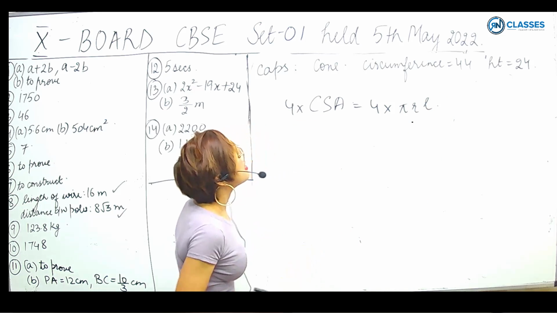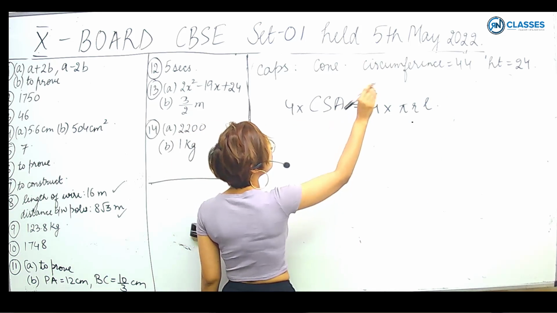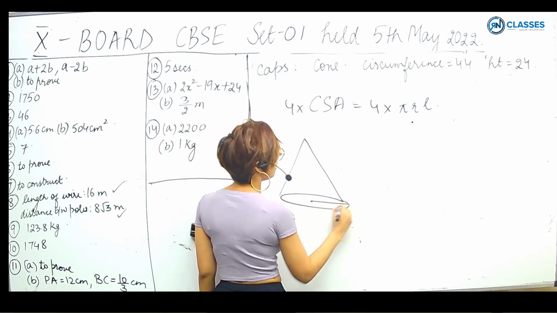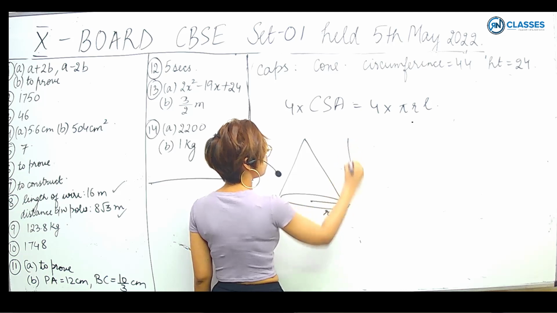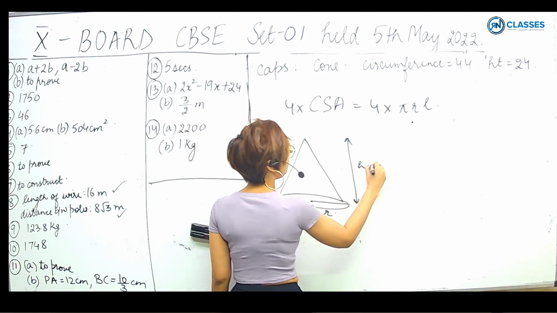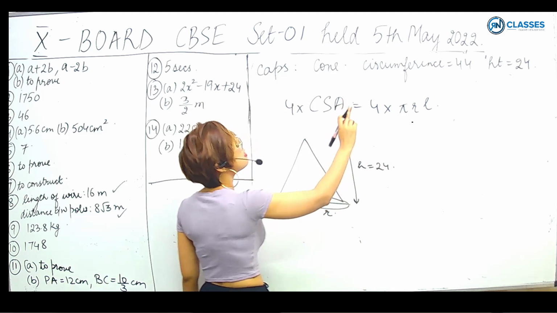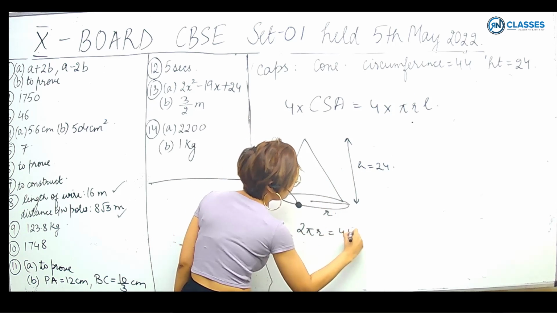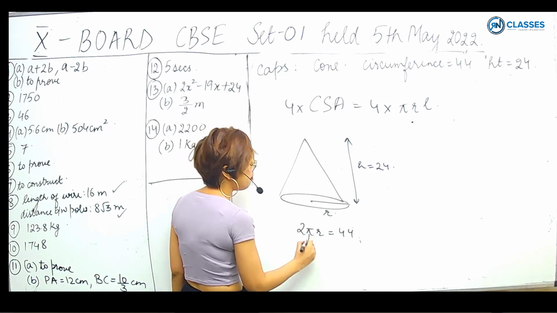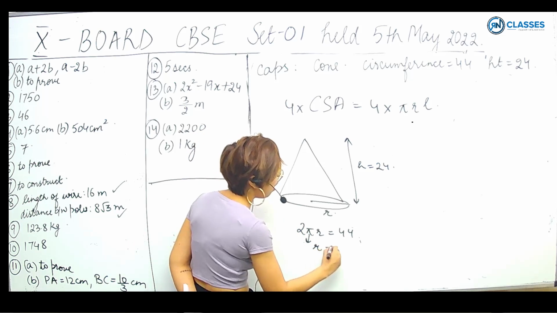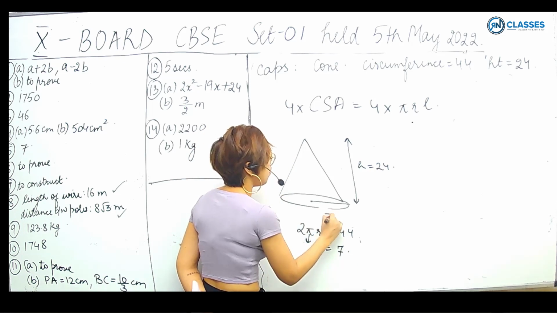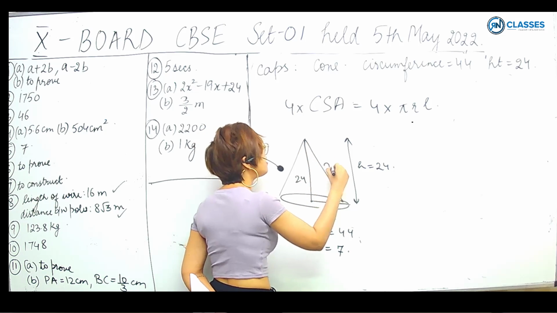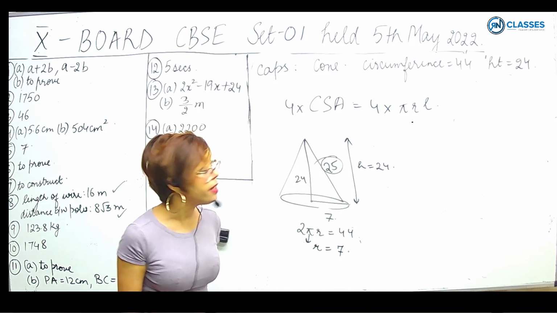Okay, cool. So circumference is given. So let me make my cone. That would be easier, I think. Let this be R. This is H, which is given to be 24. He says circumference is 44. So that means 2 pi R is equal to 44. Obviously, you can put pi as 22 by 7. You will find that R turns out to be 7. So this is 7, this H is 24, the slant height is obviously 25, Pythagorean triplet.